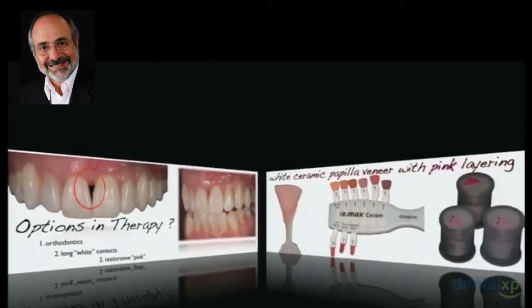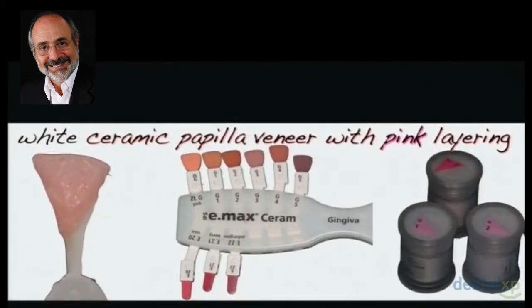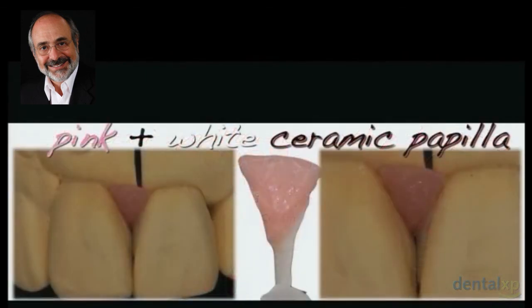So this is what we chose to do. We used Emax. We made it in white Emax. We colored it with pink Emax. We etched the Emax, and we used it as a papilla veneer, bonded to enamel. Here's your papilla veneer. You see it stretches from there in white, and then we added pink. Not completely all the way down, leaving a little void.